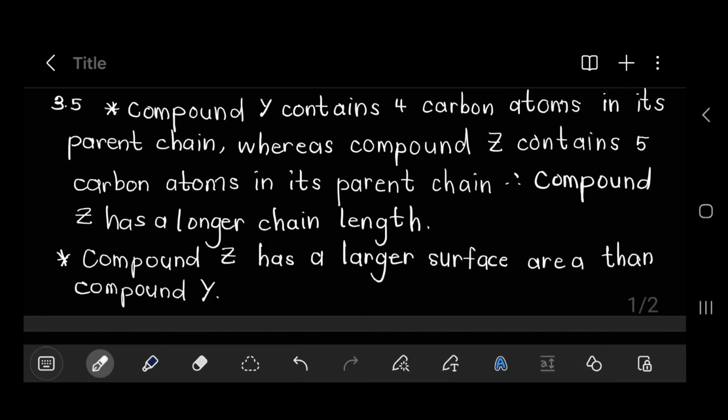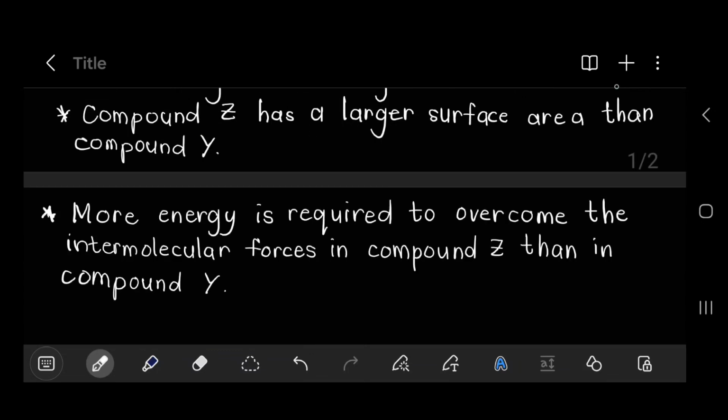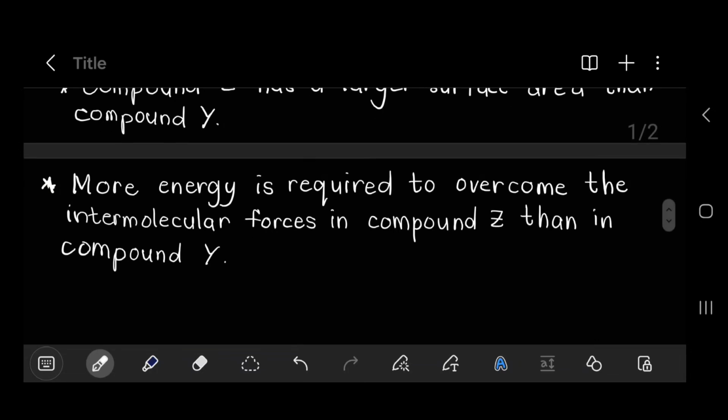So since compound Z has a larger surface area, in terms of intermolecular forces, we know that more energy would be required to break the bonds in compound Z than in compound Y. So more energy is required to overcome the intermolecular forces in compound Z than in compound Y. And to conclude, we can say, therefore, compound Z has a higher boiling point.